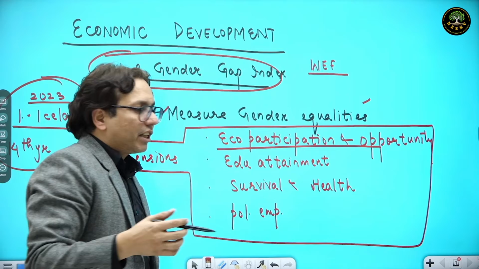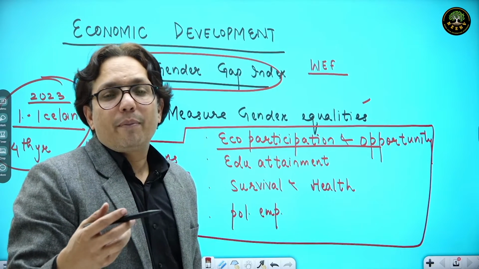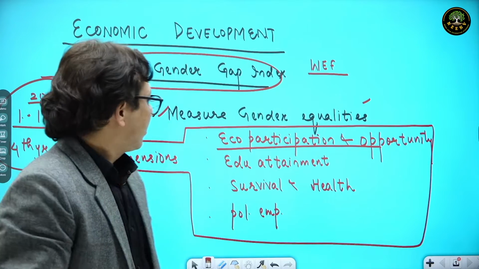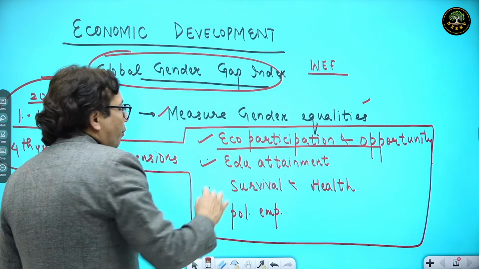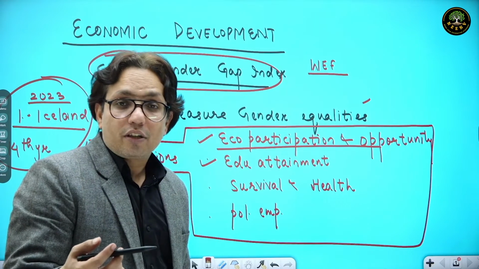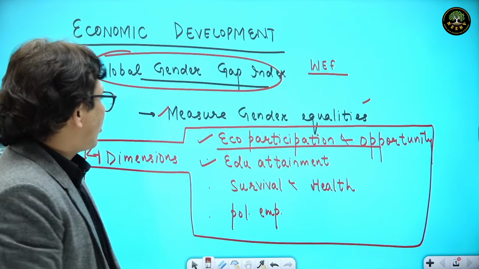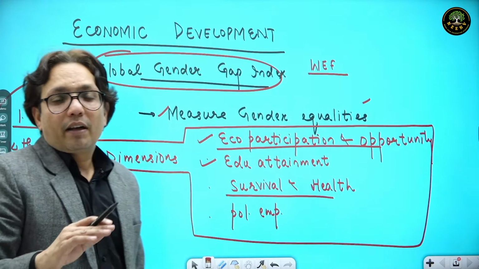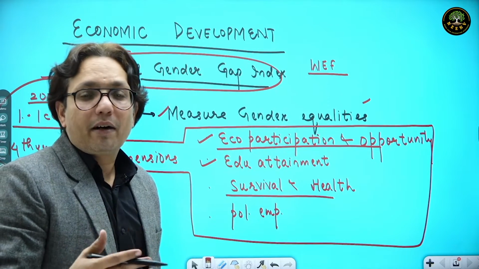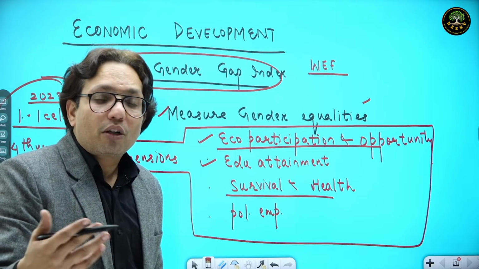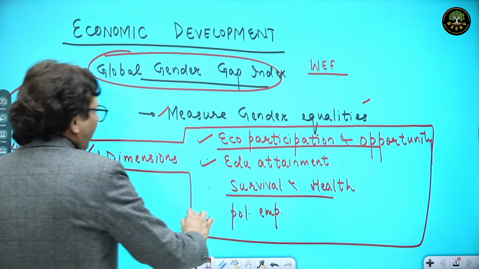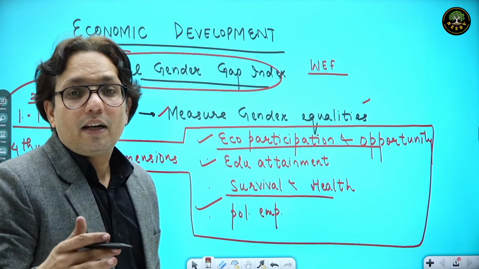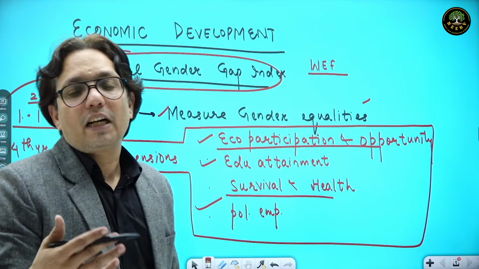When I say economic participation and opportunity, we will be measuring how many women are employed, what's the labor force participation rate for women. Education attainment, it means how many girls or women would be in higher education, how many girls are literate, that is education attainment. Survival and health means what is the life expectancy for women, what is the IMR, and what is maternal mortality rate for women. And then political empowerment. When I say political empowerment, it means how many women would be in the parliament, in the legislative assemblies.